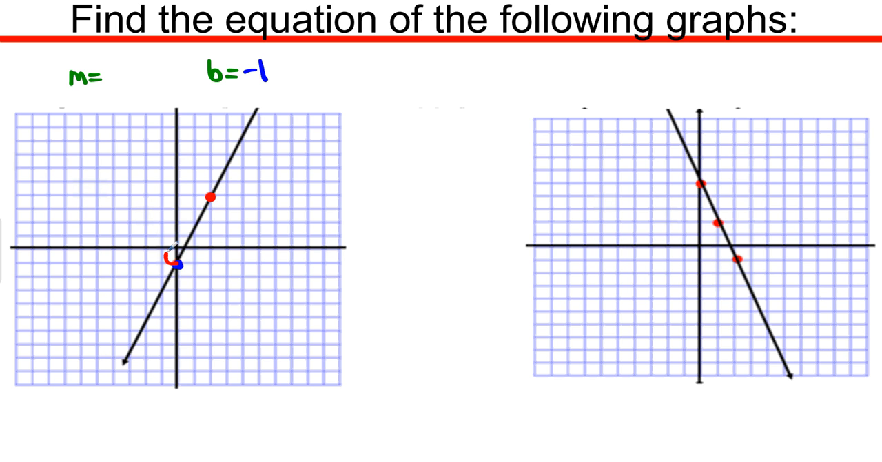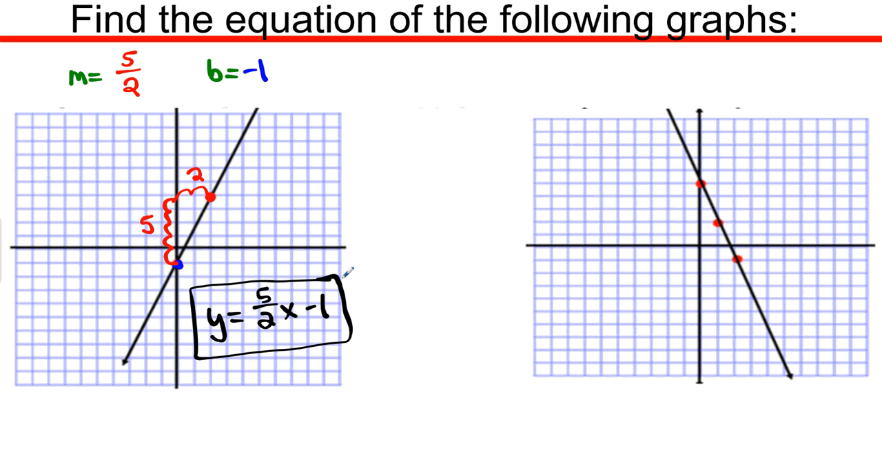So we got to go up 1, 2, 3, 4, 5. So that's +5. And then we're going right 1, 2, so 2. So my slope will be 5/2. So my equation, my line for this one will be y equals 5/2 x minus 1. Go ahead and pause the video and try the graph on the right.